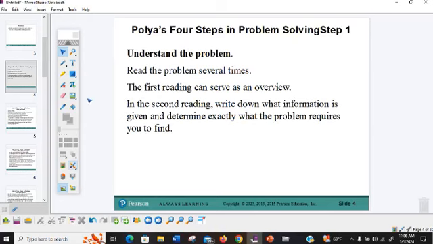In this section, we're going to look at some problem-solving techniques. Okay, so we're going to go through Polya's four-step problem solving. First is understand the problem.